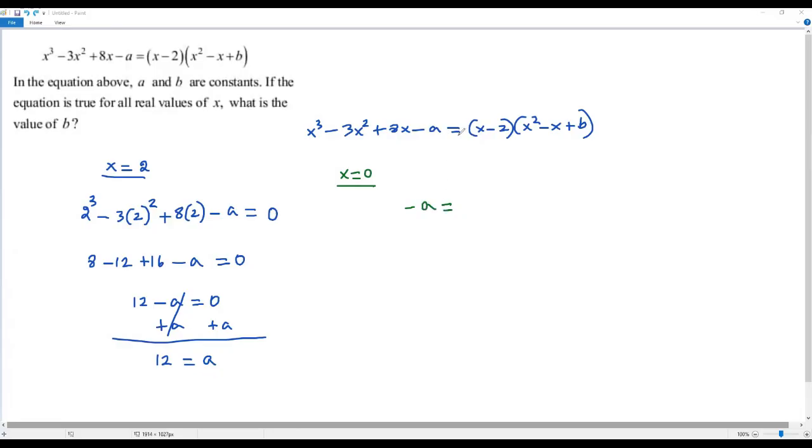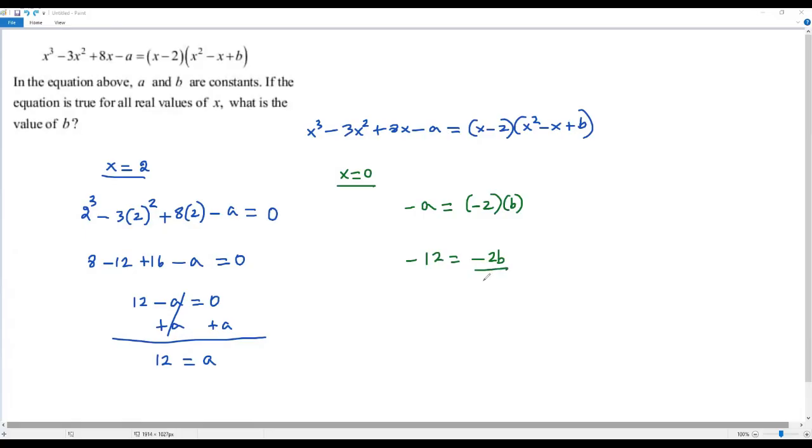Okay, here when I plug in x = 0 on the right side, 0 − 2 will be −2. When I plug in 0 for this one and this one, both of them will be 0, then we get b over here. Then, already we got the value of a, that is 12. We can plug in this 12 for a over here. On the right side, we have −2 times b, which can be written as −2b.